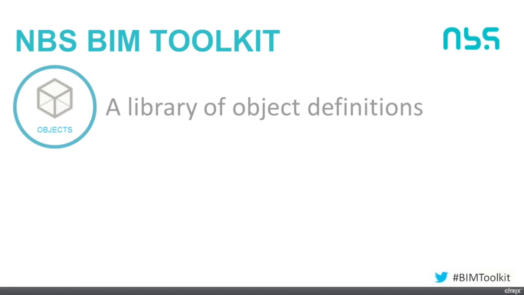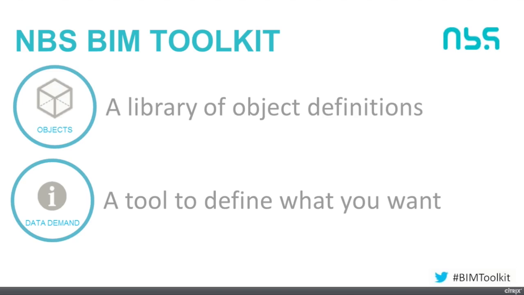A big part of the BIM toolkit is this library of object definitions, 5,000 plus object definitions covering a whole range of disciplines that are there to be used by clients to describe what information they want, and then can be used by the supply chain to say, this is the information I'm going to provide. And if we marry those two together, that's how we achieve some efficiencies and we reduce the problems that we often see on site. So it's a tool that defines what you want and also what you're going to deliver.